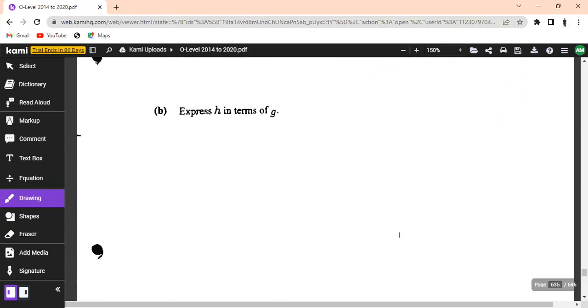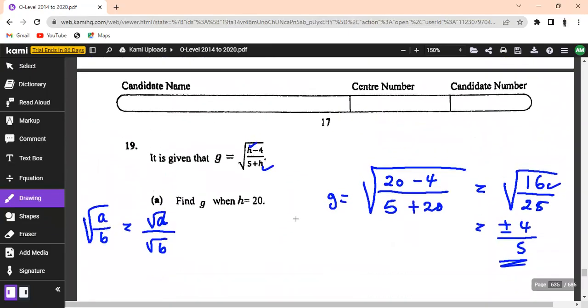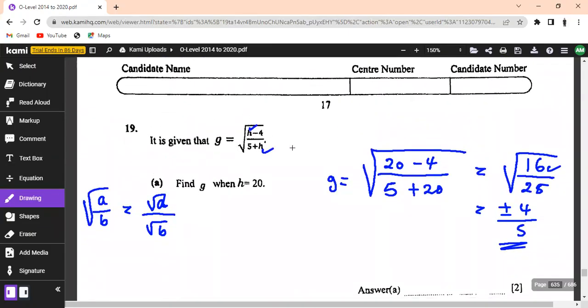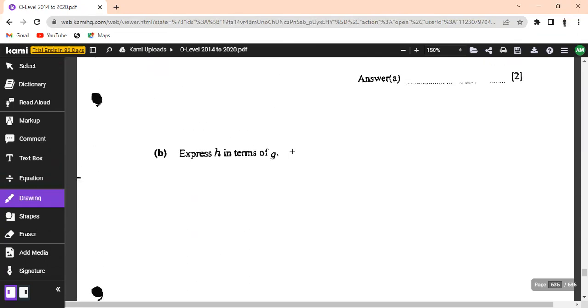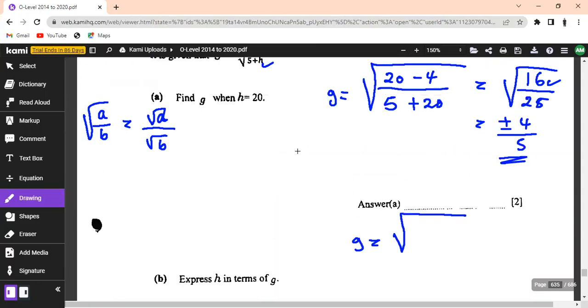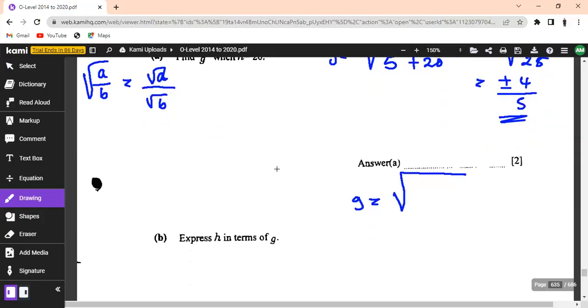Then express h in terms of g. You have to make h the subject of that formula. Let me refer to our formula again. The formula was g is equivalent to the square root of h minus 4 over 5 plus h. So this is h minus 4 over 5 plus h.